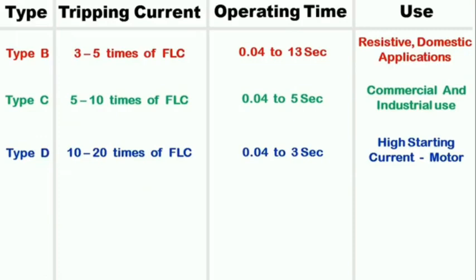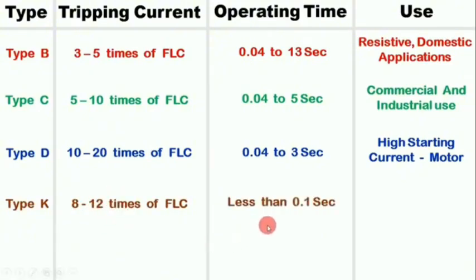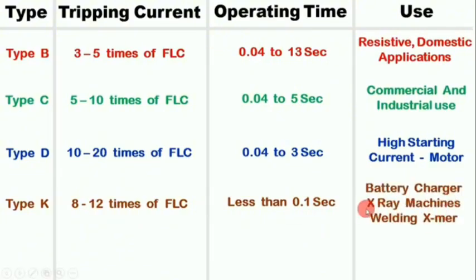After this, the next MCB is K-type. The tripping current of K-type MCB is 8 to 12 times. In this K-type MCB, it takes less than 0.1 second to trip. It means when 8 to 10 times current flows through the MCB, it will trip instantly. This MCB will not even take 0.1 second to trip. This K-type MCB is used in battery chargers, X-ray machines, and welding transformers.